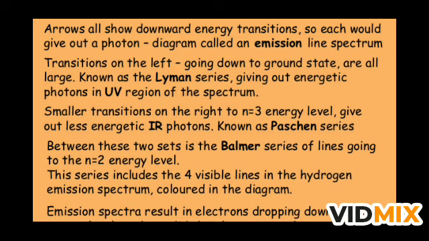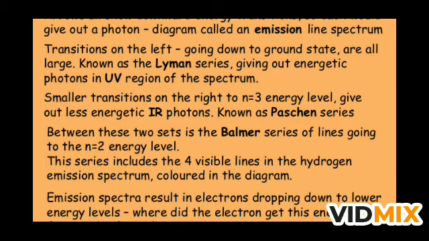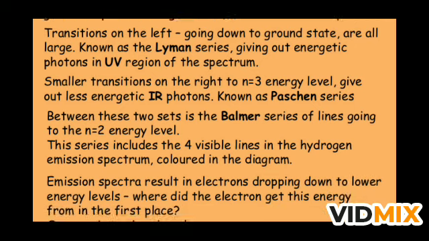The smaller transitions on the right side to the n equal to 3 energy level give out less energetic infrared photons, known as the Paschen series. Between these two sets is the Balmer series of lines going to the n equal to 2 level. This series includes 4 visible lines in the hydrogen emission spectrum, colored in the diagram.